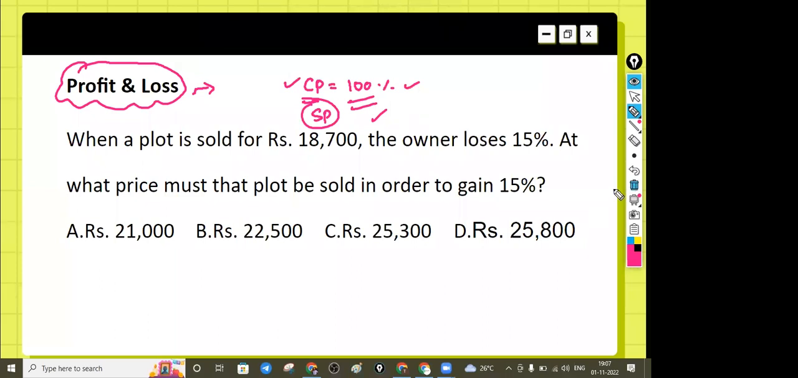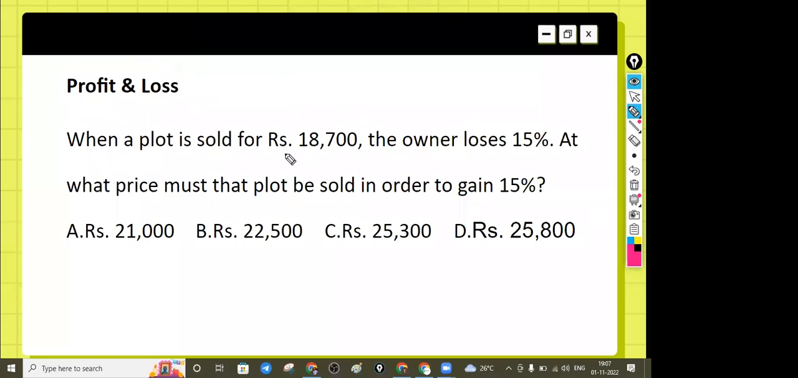So what is the question here? There is a plot that is sold for 18,700 rupees. The owner is losing 15%. If the person has to gain 15%, if the profit has to be 15%, here there is a loss. If profit has to be 15%, at what rate do I have to sell this one?